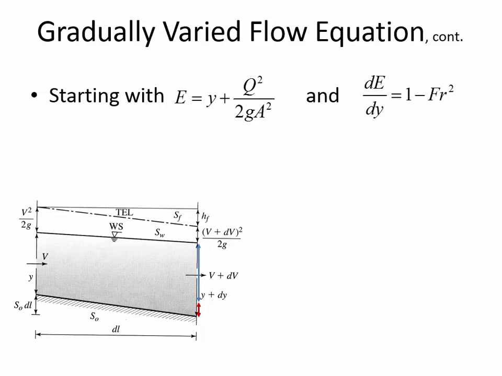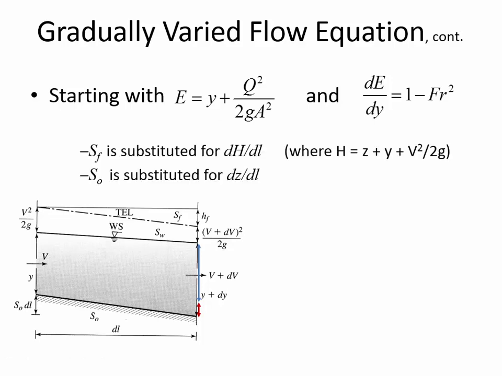So where the process equation that we're going to use today comes from is it starts with the definition of specific energy, where specific energy, E, is the sum of the depth plus the velocity head. And here, just for purposes of simplicity, we can express the velocity head in terms of Q rather than in terms of V. And so if we take the derivative of that with respect to y, then we've got dE/dy is 1 minus the Froude number squared. We've seen that before.